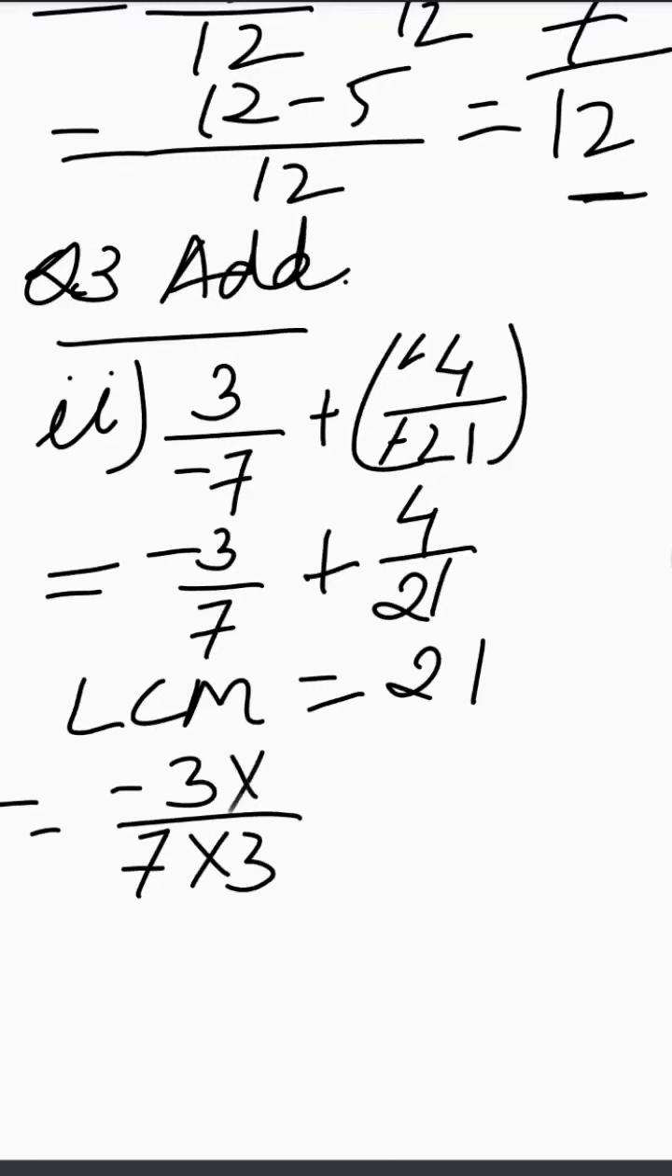Here multiply by 3 to make the denominator 21. These all things we have studied in the fraction lesson. That's why it's very important, children. Here also by 3, plus 4 by 21 as it is. Simplify in the next step.